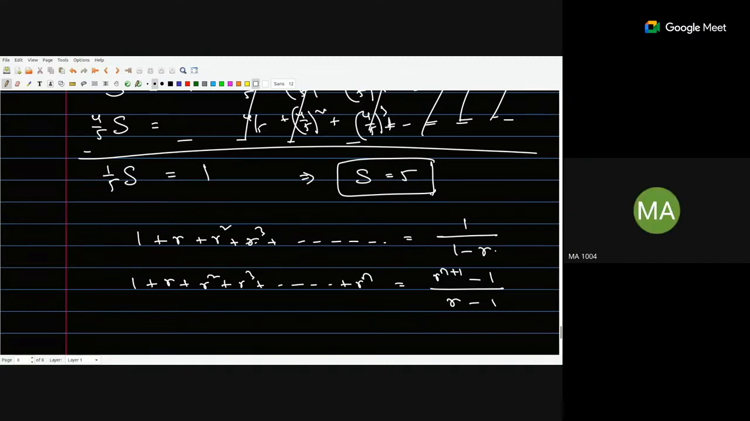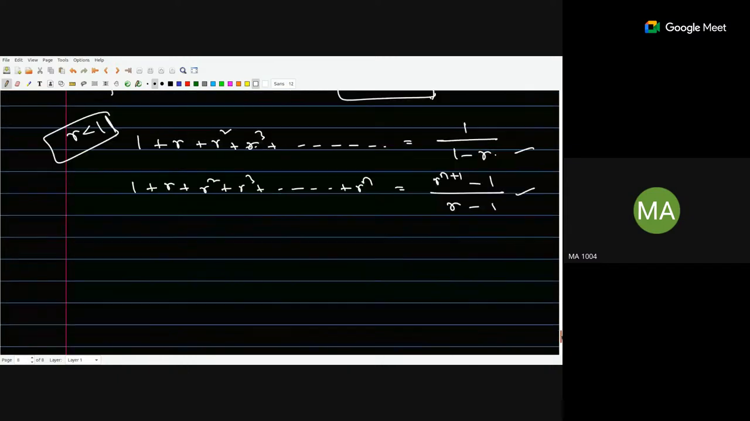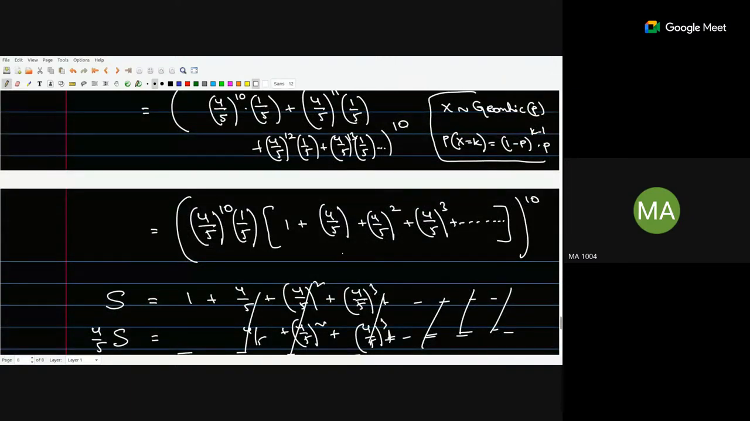1 minus r power n plus 1 by 1 minus r, if your r is less than 1. So the condition is r should be less than 1, then only this will converge. So these are the formulas, and the ultimate answer is this is 5.